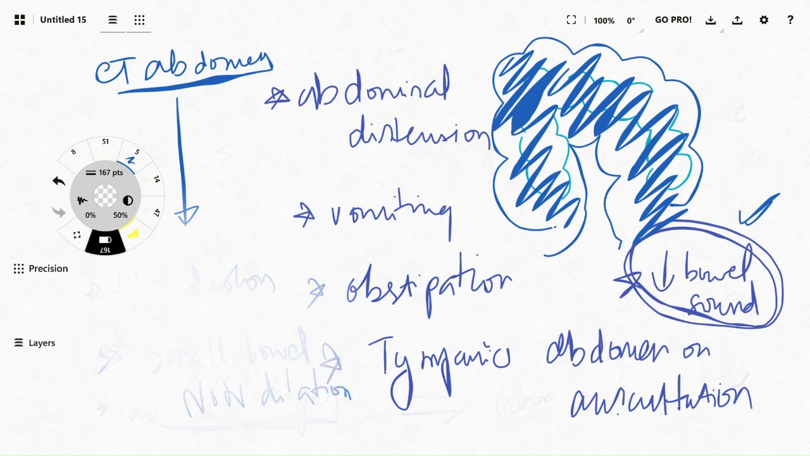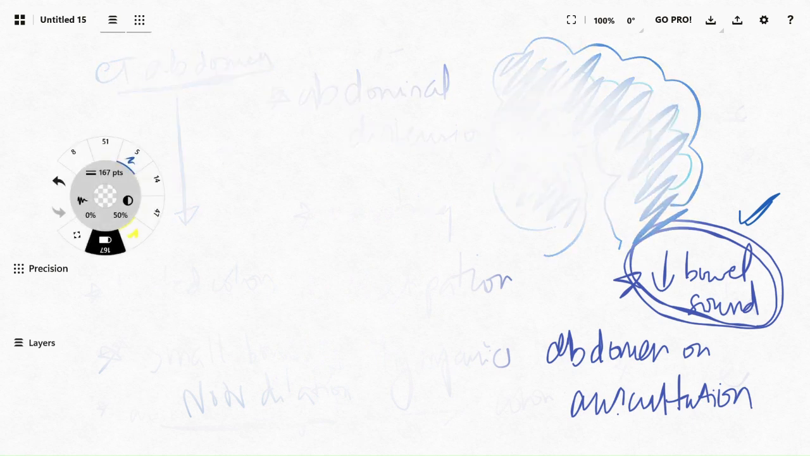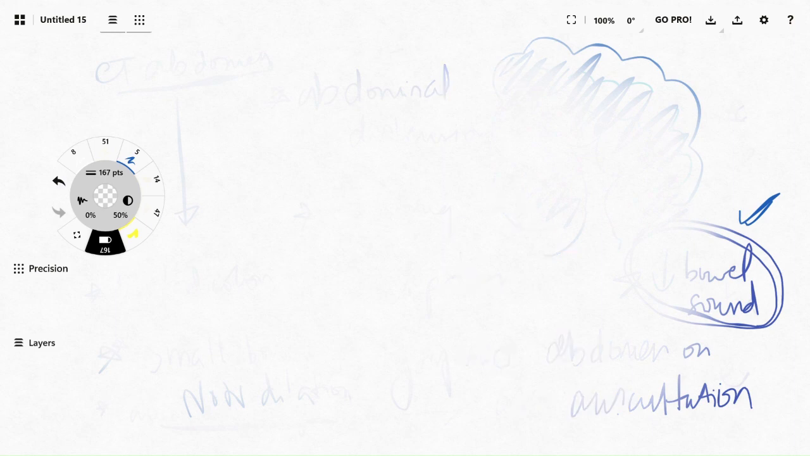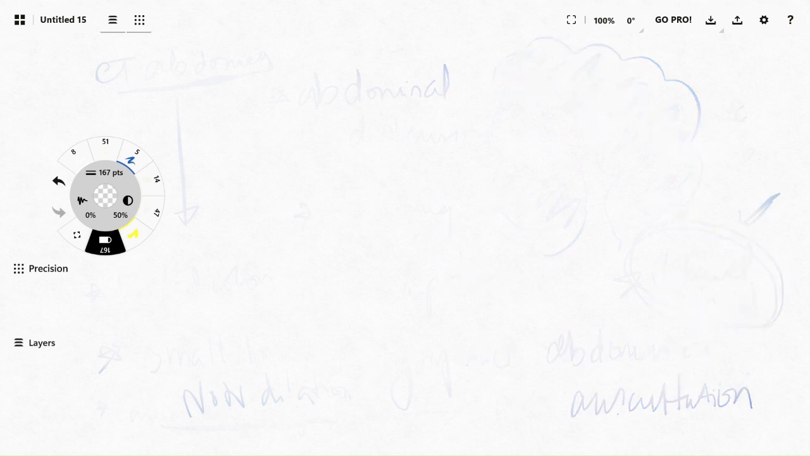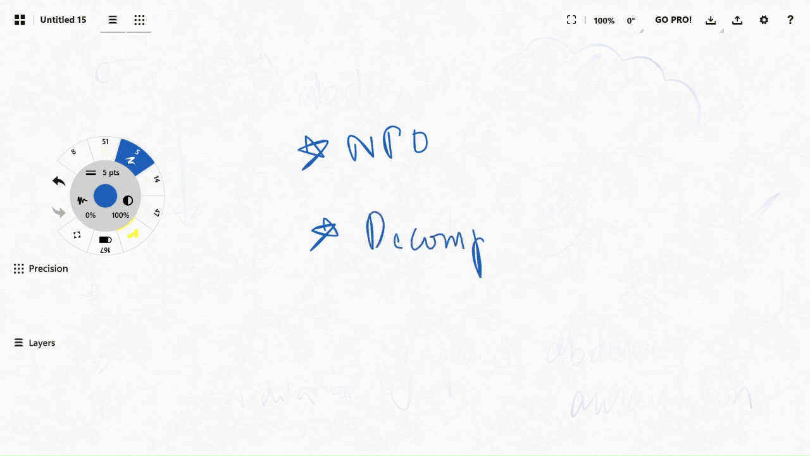So how do you manage Ogilvie, right? First of all, you want to stop giving them feeds, just like with ileus. You obviously want to keep them NPO, nil per oral. And let me just write that down for you. Whoops. So we're gonna do NPO. Then you can do decompression, right?